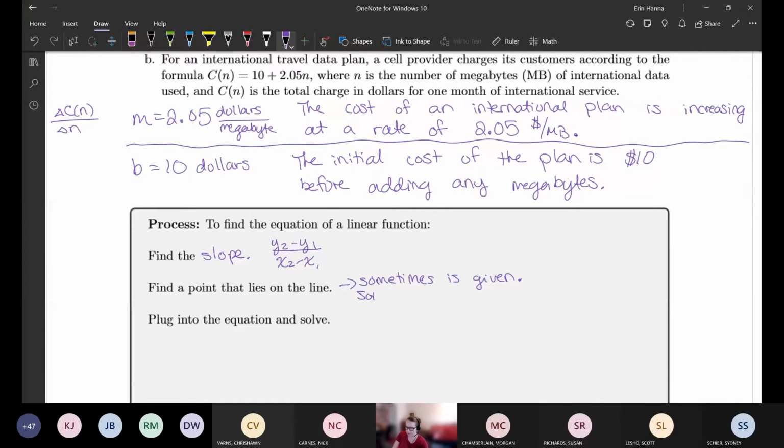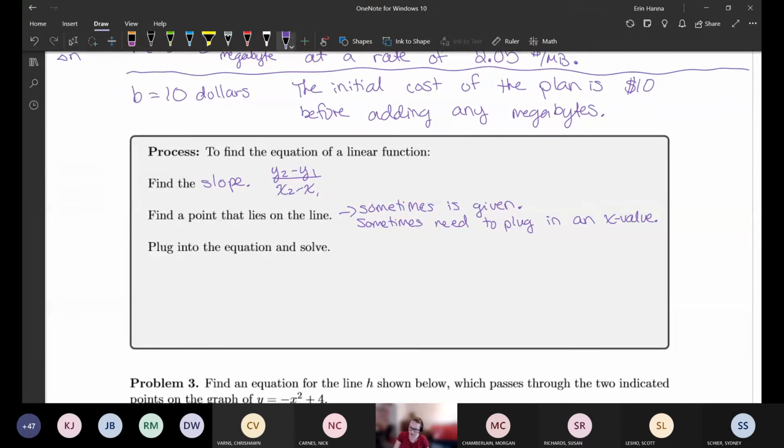Other times you need to plug in an x value. So say you're not actually given a point that you want to have on the line, but you're given an x value that you want to go with. You then take that x value, plug it into the function to find its corresponding y value. Sometimes you'll have more than one point that you're given. You get to pick one, if that's the case. And then essentially you're going to plug into the equation and solve.